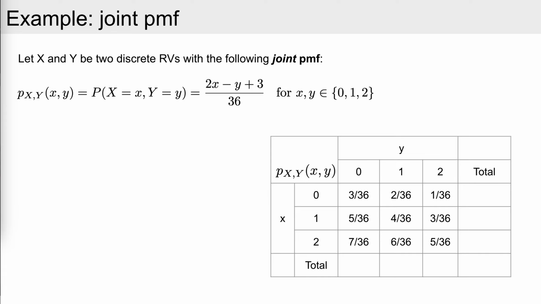We can do the same thing for all possible pairs of x and y values, filling in the inside of the probability table. Once we fill in the inside of the table, we can calculate the sum of each row and the sum of each column. And finally, the grand total equals 1, confirming that this is a valid PMF.